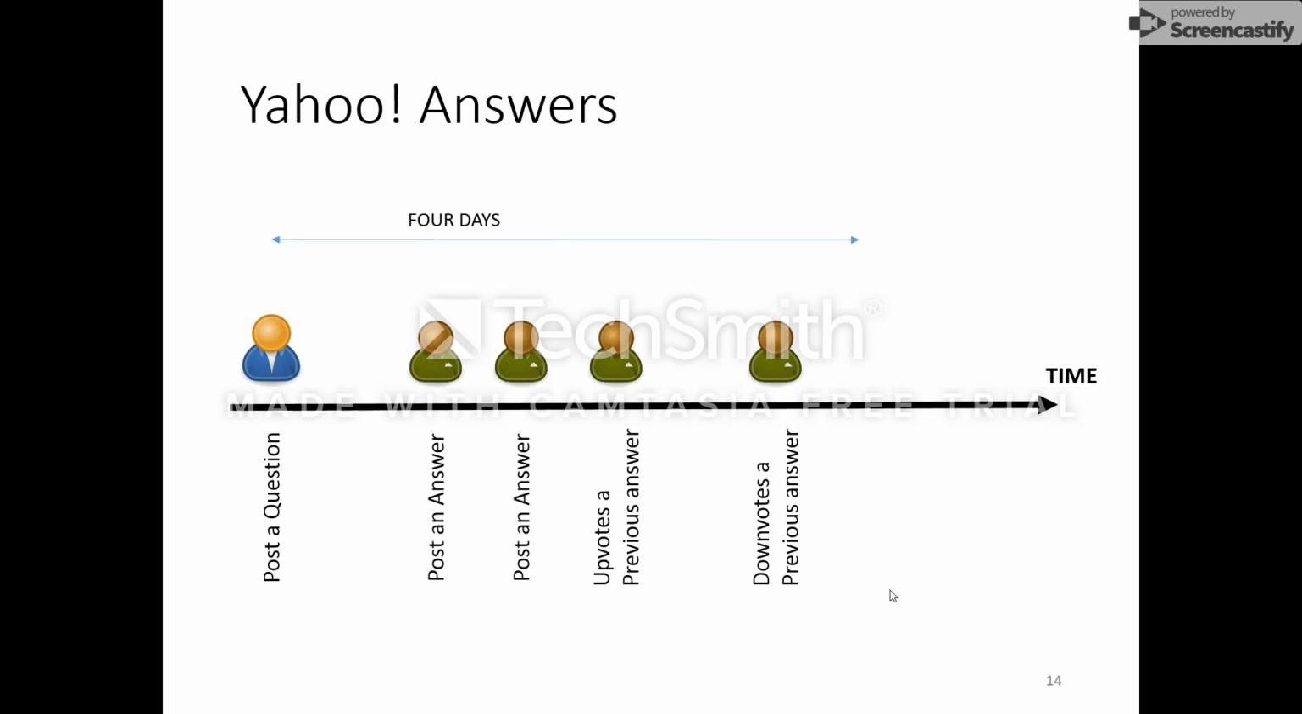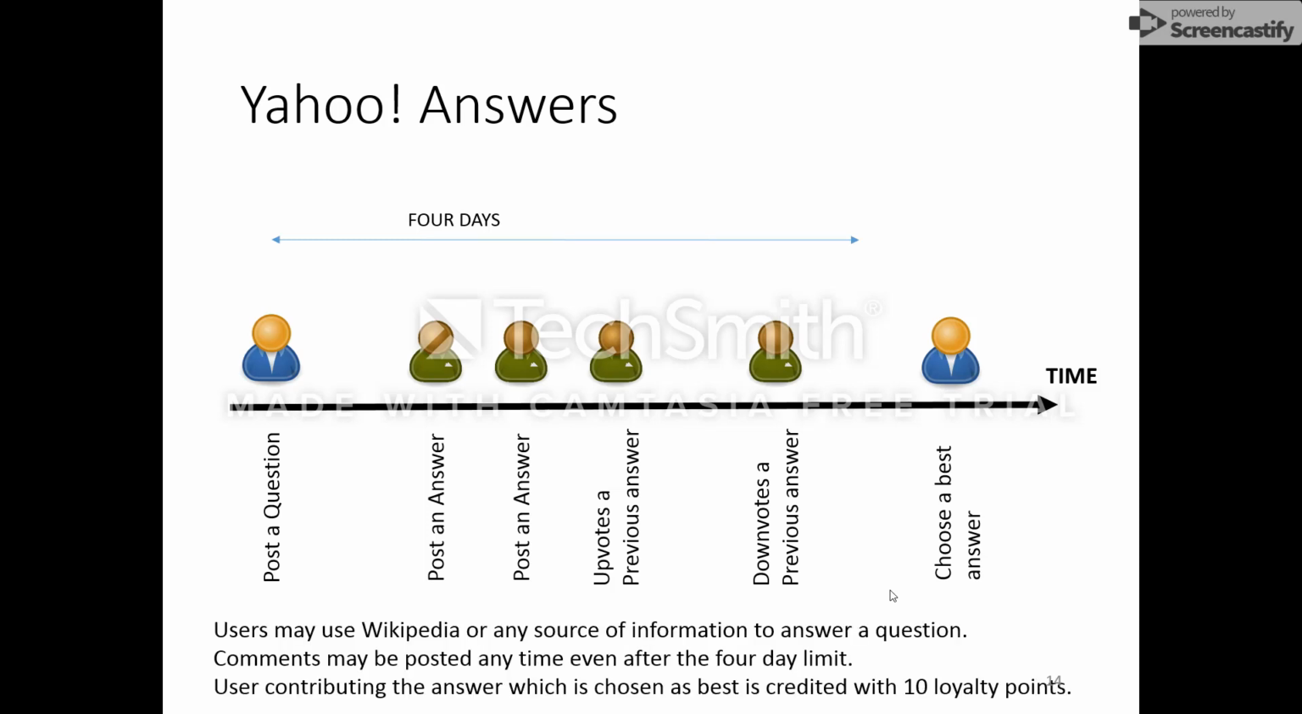And at the end of 4 days, the questioner can choose a best answer among the answers that his or her question has gathered over the last 4 days. So the guidelines for the users is that users may use Wikipedia or any other source of information to answer a question. Comments may be posted anytime, even after the 4-day limit. And the user contributing the answer, which is chosen as the best, is credited with 10 loyalty points. So that does not convert to cash, but it somehow incentivizes people to enter good answers.